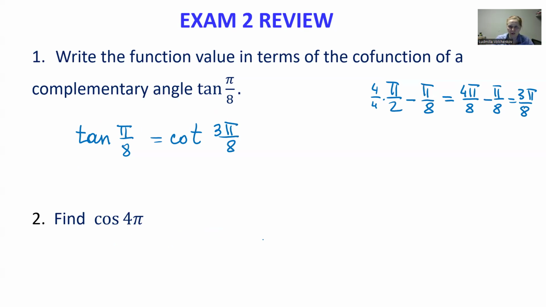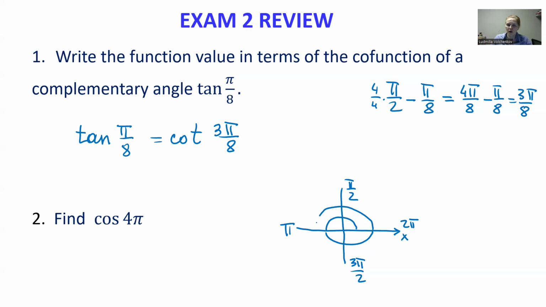Find cosine of 4 pi. 4 pi is a quadrantal angle, so the terminal side coincides with one of the axes. So 1 pi is a straight angle, 2 pi coincides with the positive x-axis. Here's 2 pi. Here is pi over 2, 3 pi over 2. So 4 pi will be 2 complete rotations.